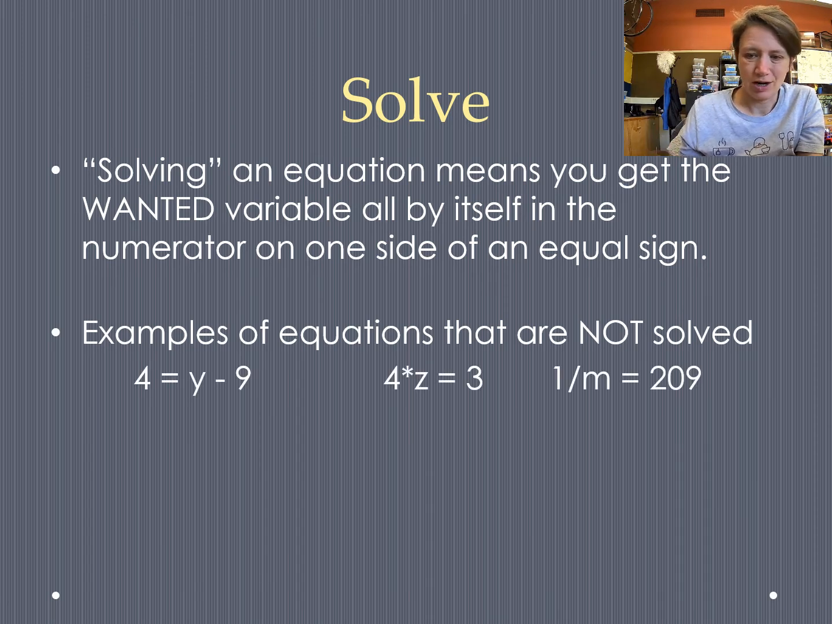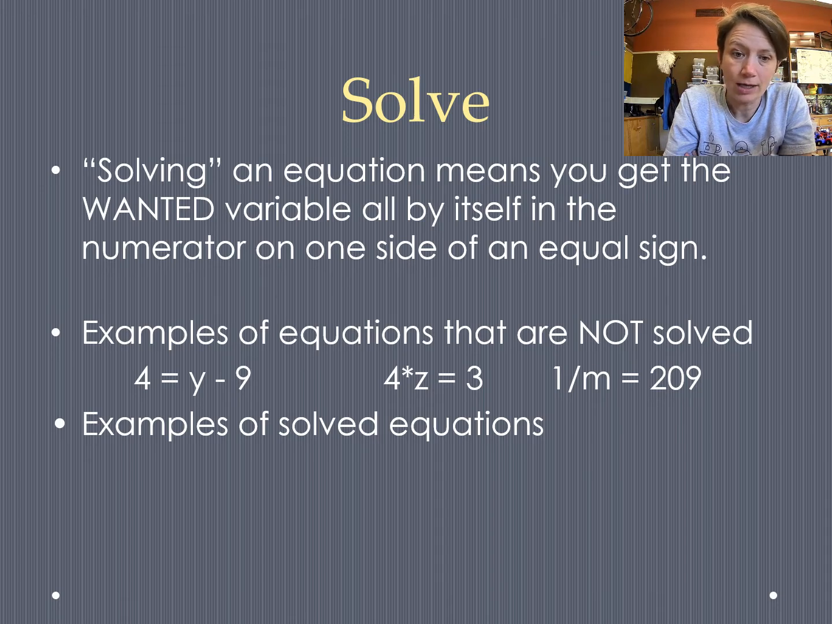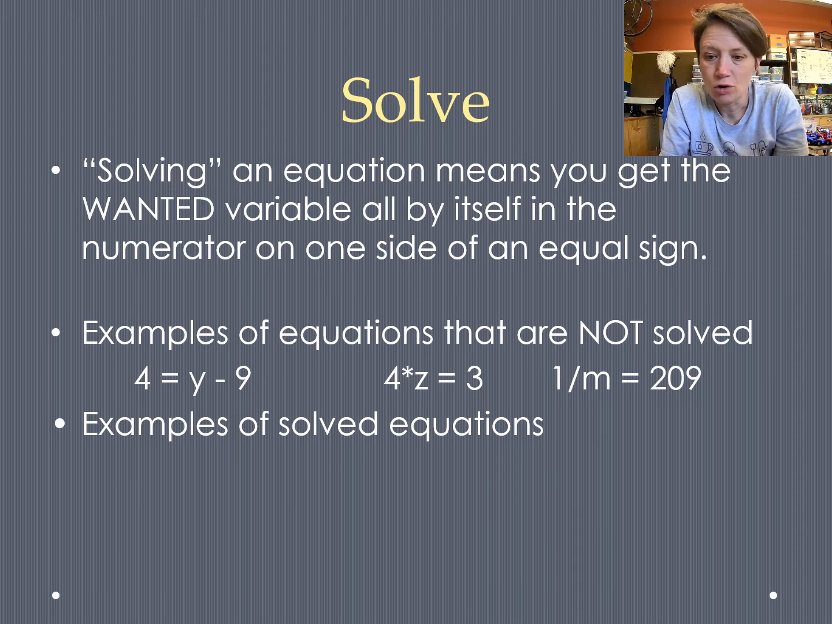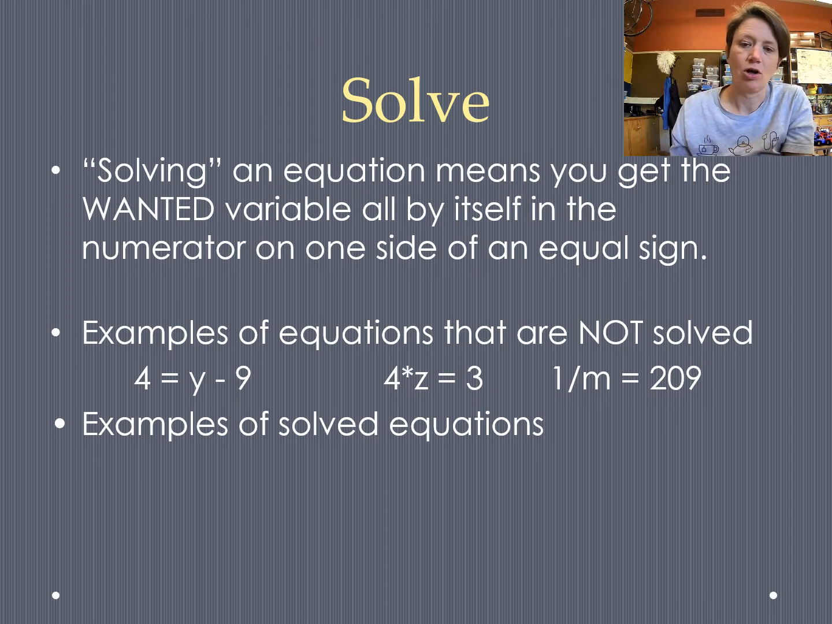Some examples of equations that are not solved, okay? 4 equals y minus 9, right? The y is my wanted variable, and it's not all by itself, okay? The next one, 4 times z equals 3. Again, not solved because the z is my wanted variable, and it's not all by itself. The last one is one that we see a lot of mistakes made this way. Someone gets a 1 over m equals 209, but the problem is they think the m is all alone because there's just a 1 on the same side as it. But the m is on the denominator, and so you have to actually continue to work at this until the m is all by itself on the numerator.